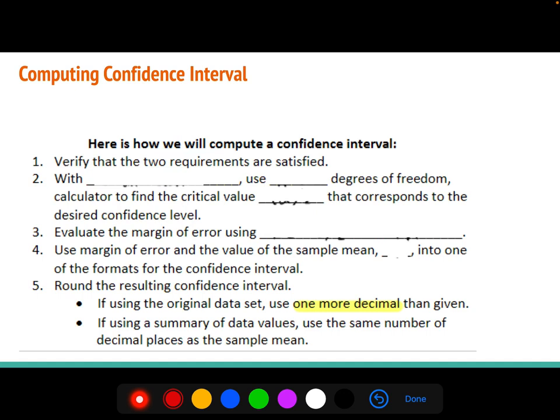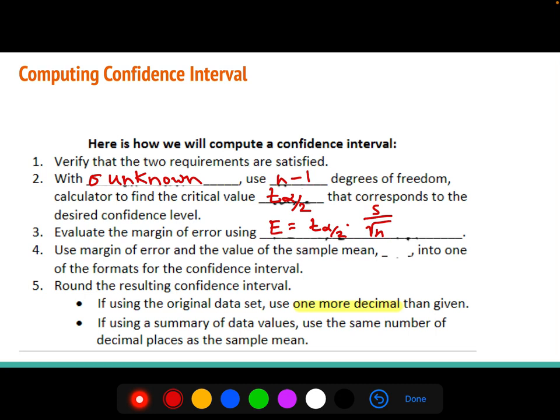Now, what do we know about confidence intervals? Some things we need to know. We need to verify the requirements were satisfied earlier. With sigma unknown, we use n minus 1 degrees of freedom, and we use our calculator to find the critical value, which is t alpha over 2. It corresponds to our confidence level. To evaluate the margin of error, we use the formula E equals t alpha over 2 times s over the square root of n.